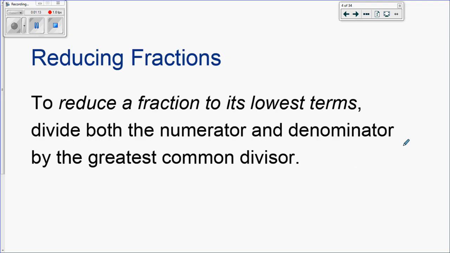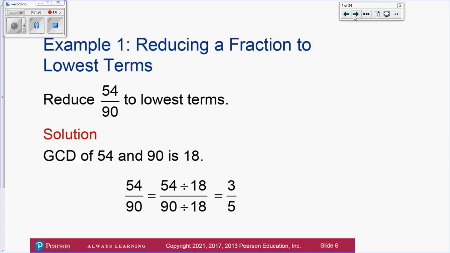So reducing fractions: to reduce a fraction to its lowest terms, you divide both the numerator and the denominator by the greatest common divisor. So if I'm going to reduce 54 over 90, divide them both by 18, and you're going to get 3 over 5. Now, technically, if you looked at 54 over 90, and you said, oh, well, I know 9 goes into both of those, so this would be 6 over 10, then you could do it again and say, oh, well, 2 goes into both of them, and get 3 over 5.